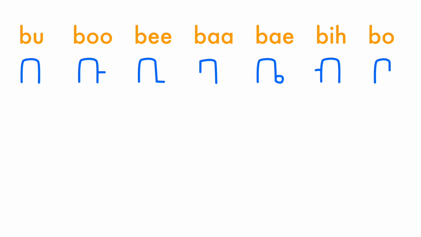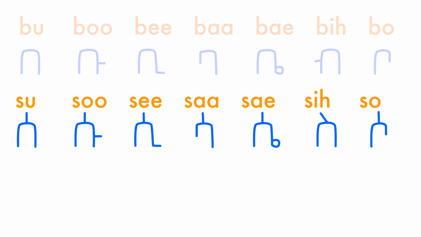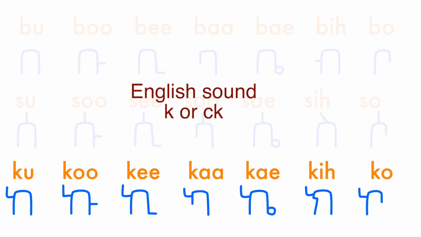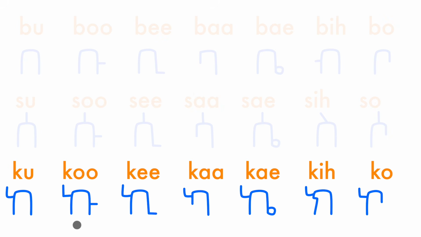I'm going to add 2 more Amharic letters. This is S, which is equivalent to the sound that the English letter S makes. So we have S, Su, Si, Sa, Se, S, So. Let me add 1 more. This is K, which sounds like the English letter K or CK. K, Ku, Ki, Ka, Ke, K, Ko.